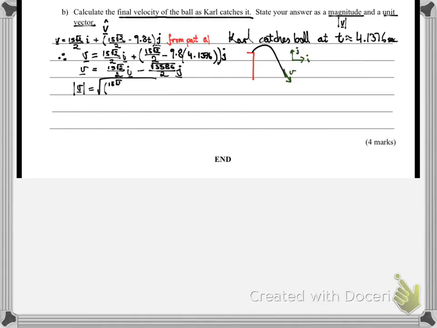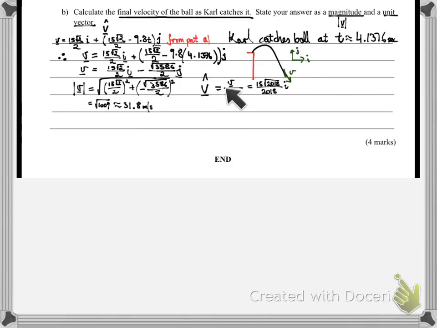Alright, so let's take the modulus. It's the square root of the i component squared plus the j component squared. We don't need to put the i and the j inside the formula, it's just the number in front of the i and the j. When we evaluate that, we get this exact surd, square root of 1009, which is approximately 31.8 meters per second. That's more than 100 kilometers per hour. So if Carl wants to catch a ball traveling at more than 100 kilometers per hour, he can be my guest. Now let's work out the unit vector.